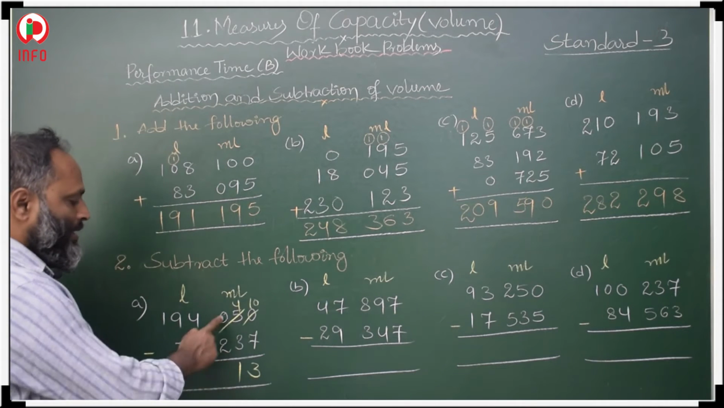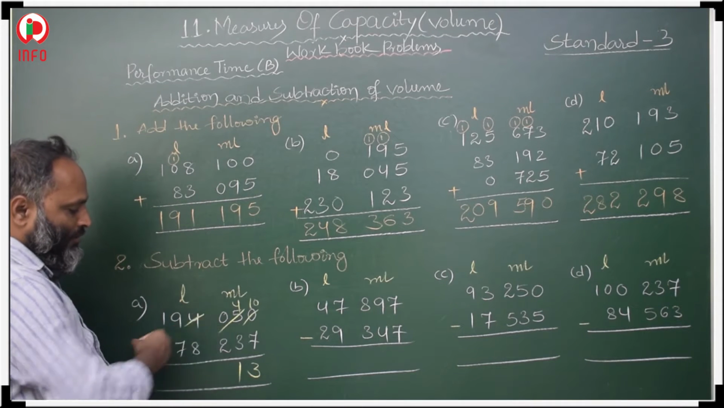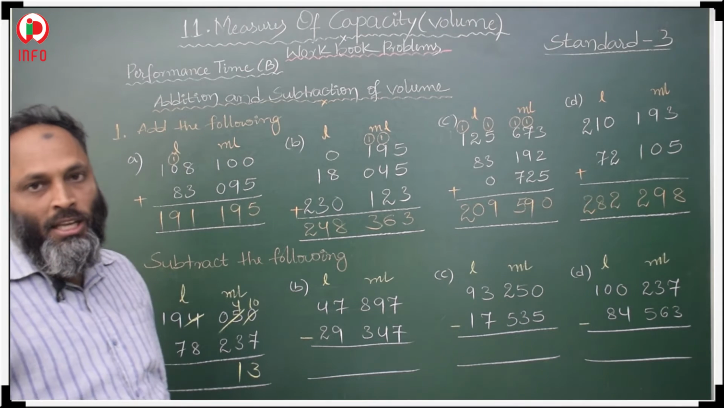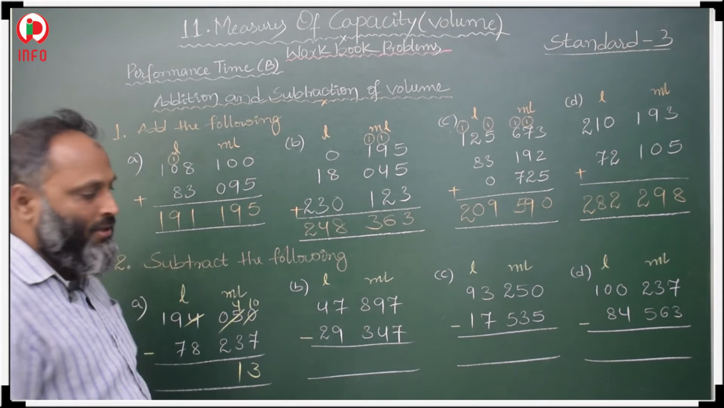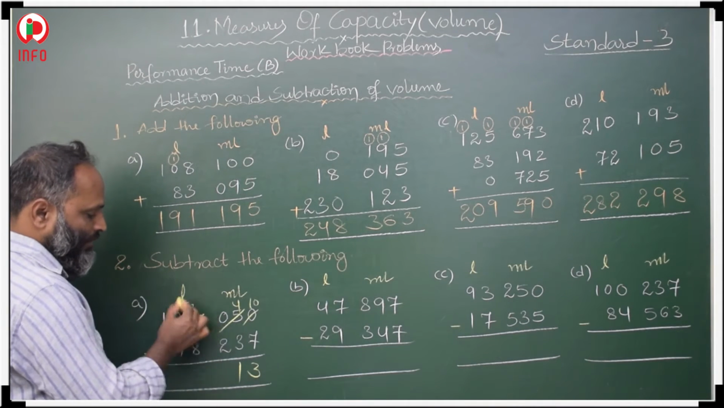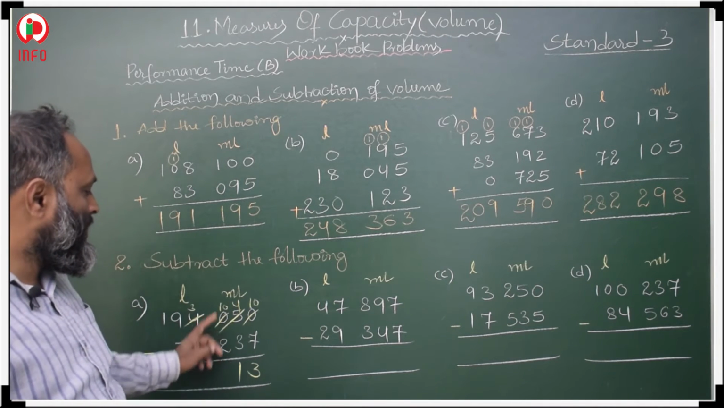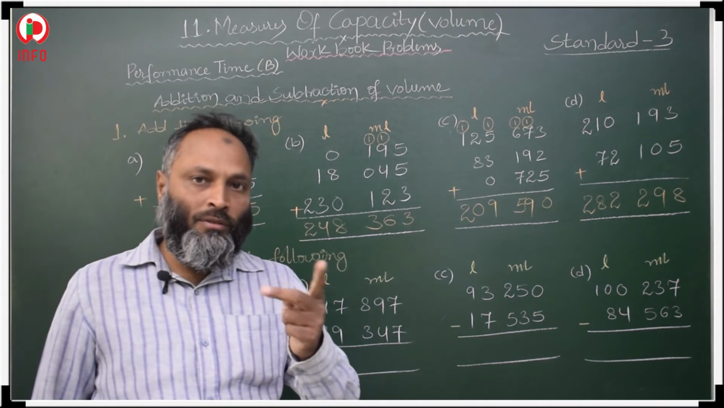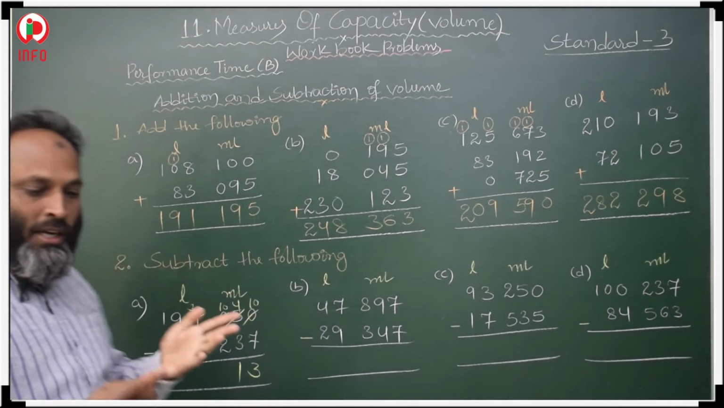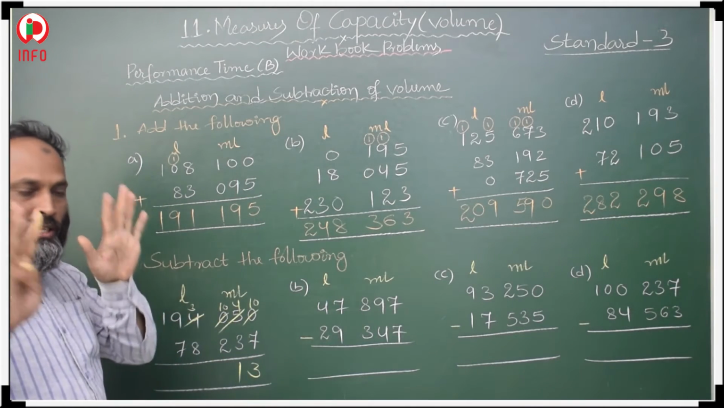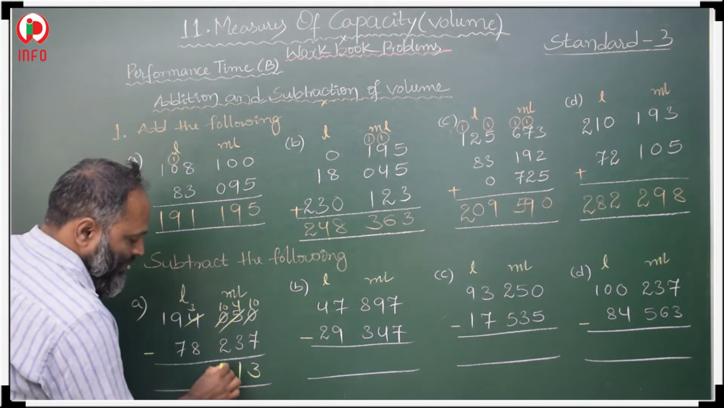Then 0 minus 2 we cannot subtract, so borrow from the next place, that is the ones place of a liter. Then here it will decrease by 1 and here it will increase by 10. 10 minus 2 means 2 to 10 we have to count: 3, 4, 5, 6, 7, 8, 9, 10. It is 8. 10 minus 2 is 8.